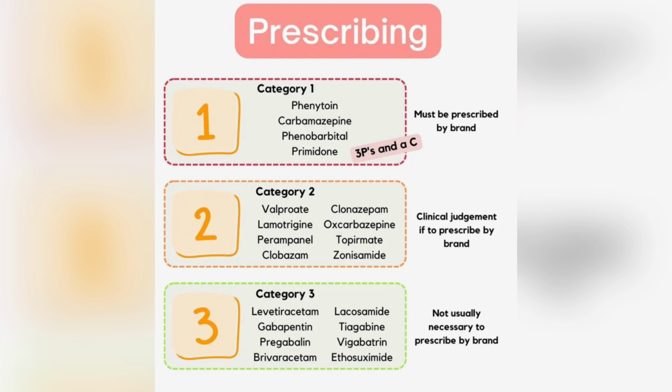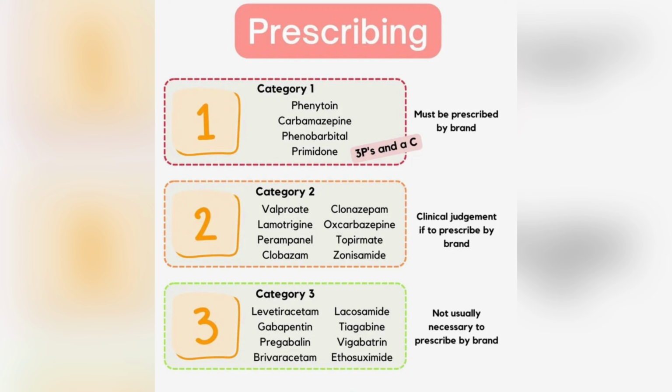Considerations for prescribing: Category 1: Phenytoin, Carbamazepine, Phenobarbital, Primidone. This category must be prescribed by brand. Category 2: valproate and clonazepam, lamotrigine and oxcarbazepine, perampanel and topiramate, clobazam and zonisamide. In this category, use clinical judgment on whether to prescribe by brand.